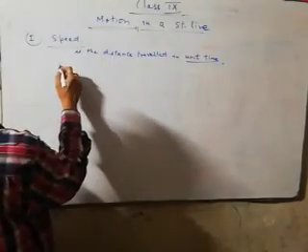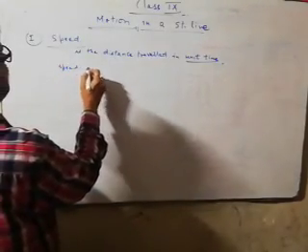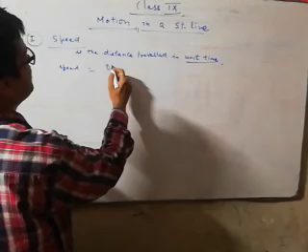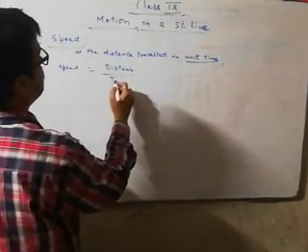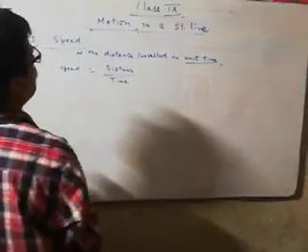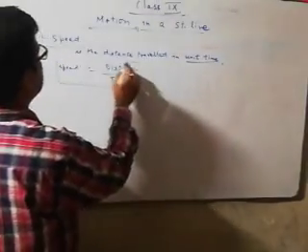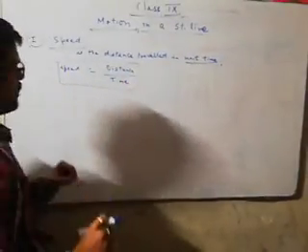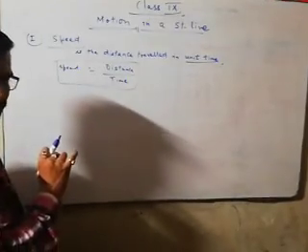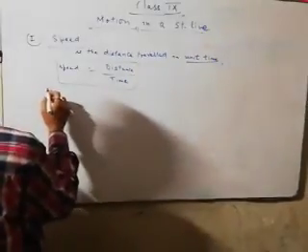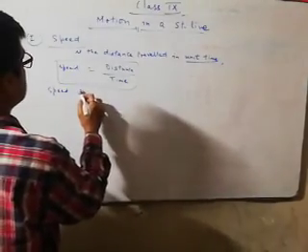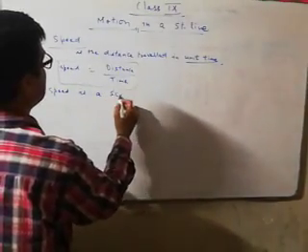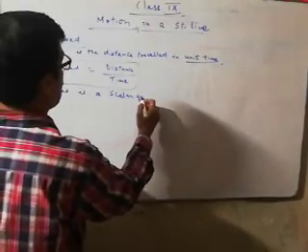So it has got a formula. Speed will be equal to distance by time. This is a very general formula you have learned in earlier classes also. But here varieties are there. Like speed is a scalar quantity.